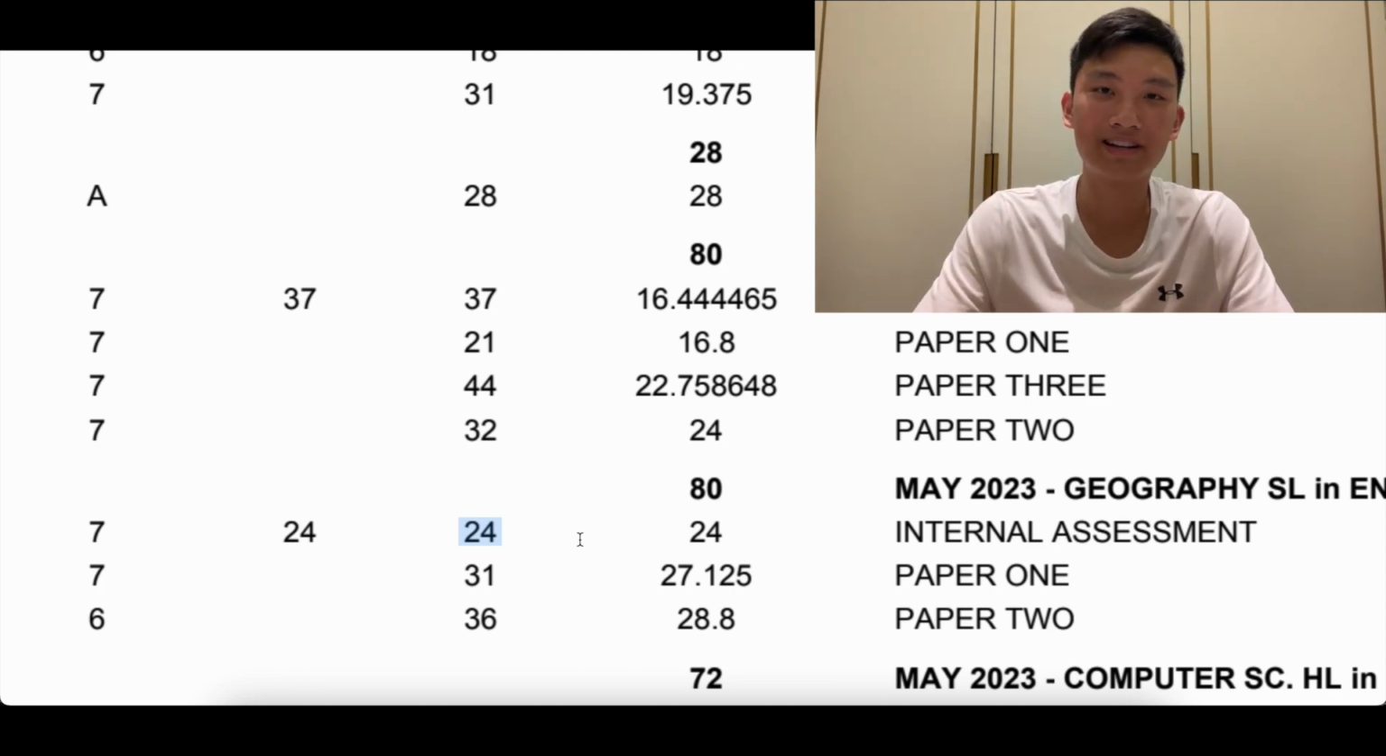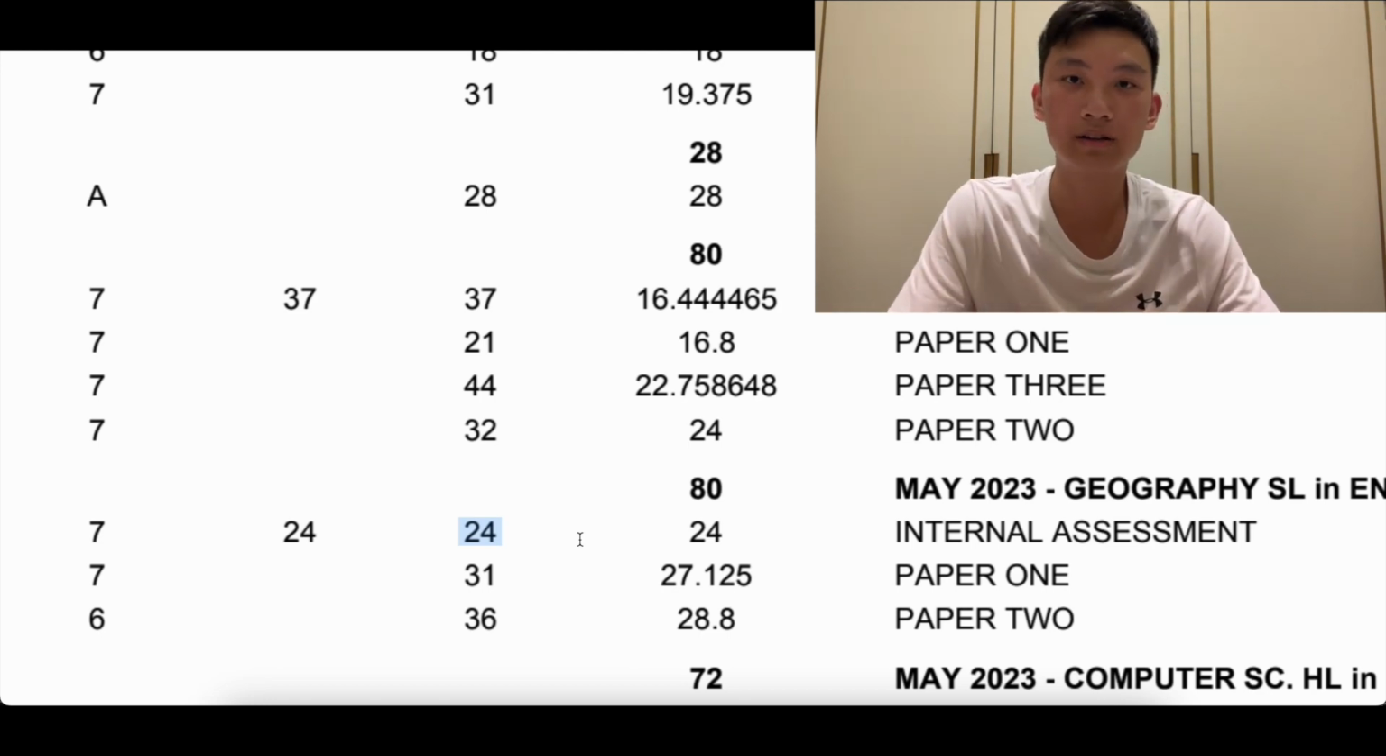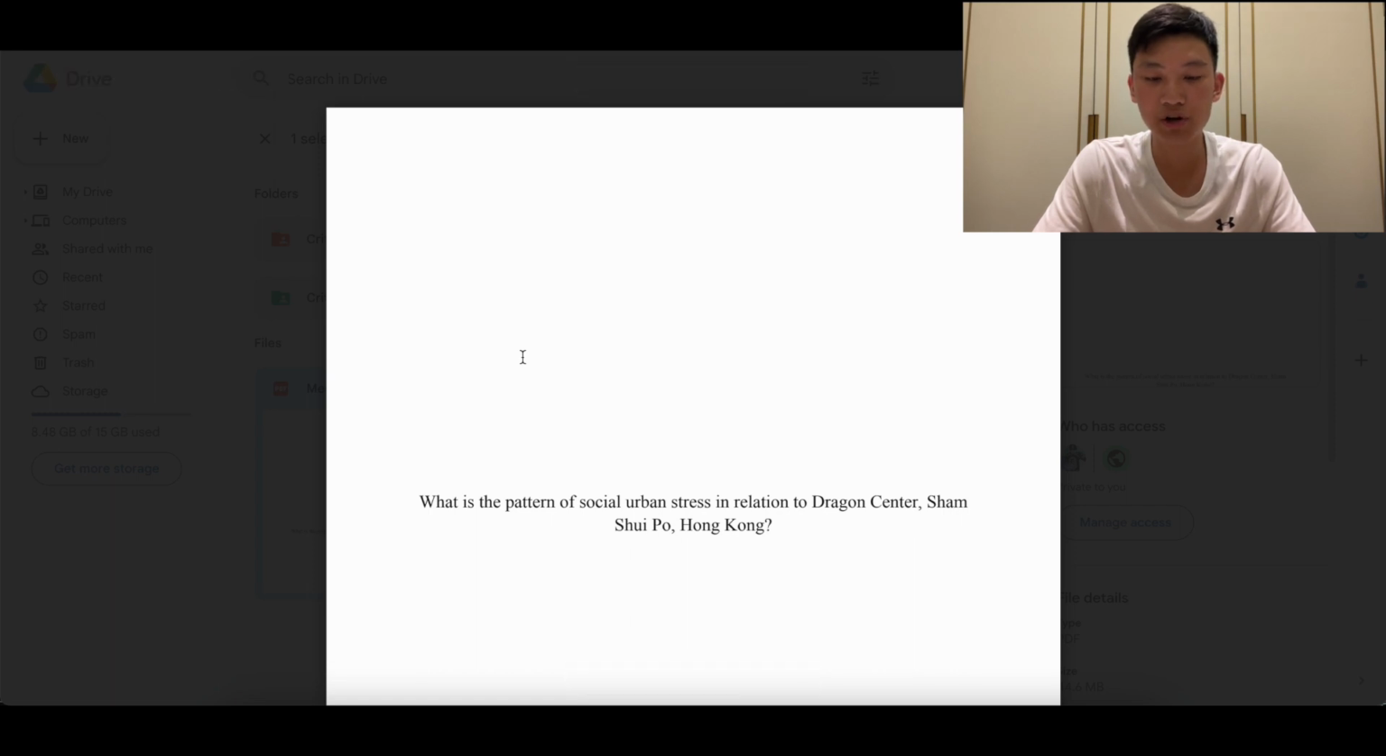So now that you know my credit essentials, now that you know I'm legit, it's time to teach you how to actually get a 7 in your Geography IA. Let's go. So first off, let me go over some general IA formatting.